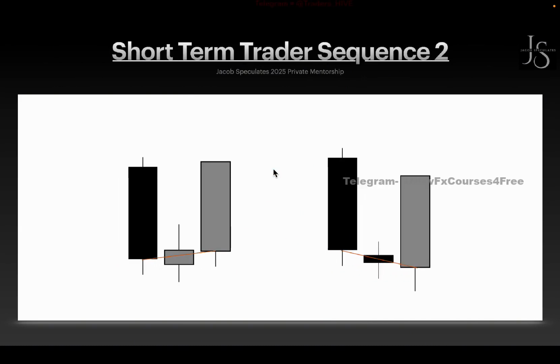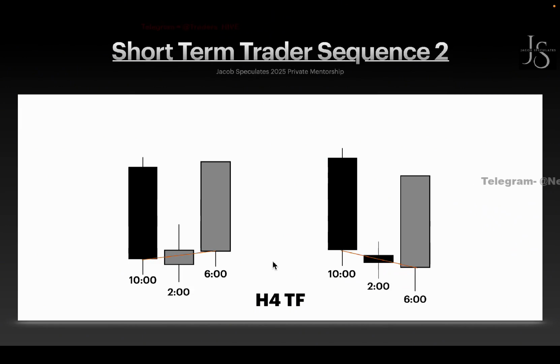And now looking at the short-term trader sequence 2, looking at a 4-hour TPD, and this is when things get a little bit more specific. So again, if we have a TPD, specifically for 4-hour TPDs, if you're using that in the short-term trader sequence 2, you're looking at primarily the 2 a.m. TPD. So you have the 10 o'clock candle, which would be 10 p.m., that 10 p.m. 4-hour candle, and then the 2 a.m. candle, and then the 6 a.m. candle.